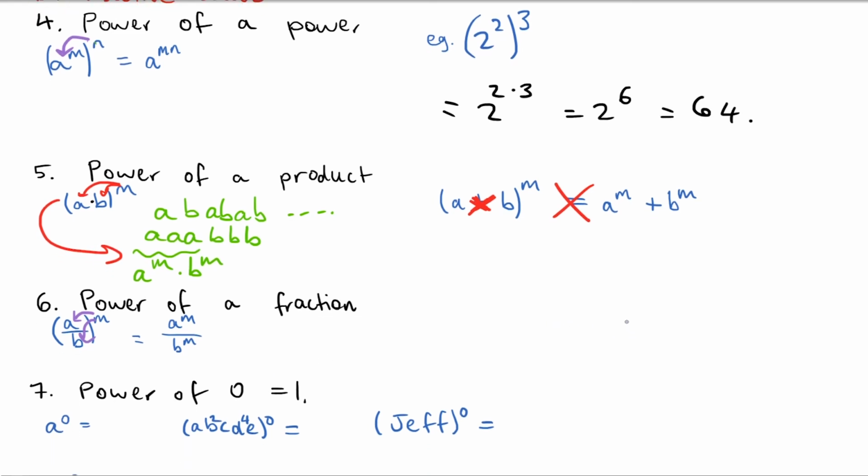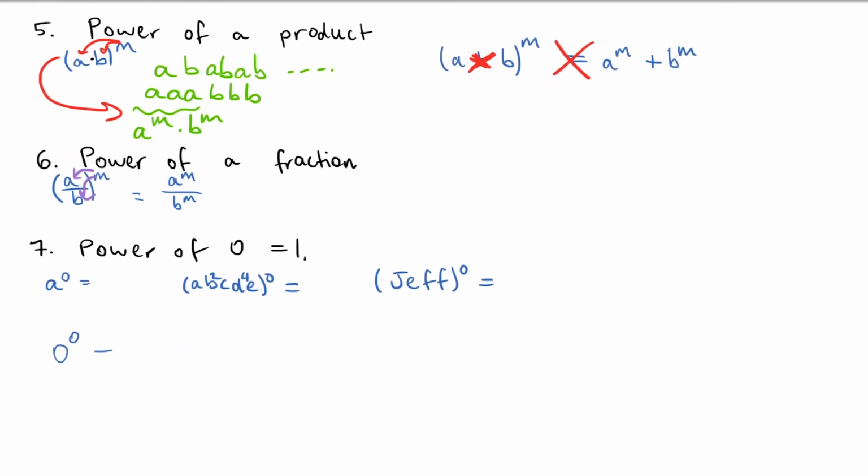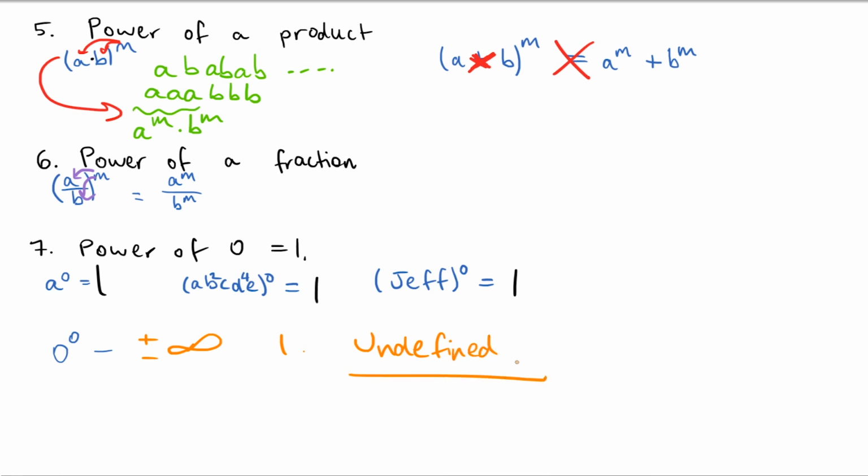Finally, we have the fact that anything to the power of 0 equals 1. This is 1, this is 1, this is 1, except 0 to the power of 0. Some mathematicians would argue that it's plus and minus infinity. Other mathematicians argue that it's just 1. So for now, if you have to do a problem involving 0 to the power of 0, we just write undefined and call it a day there.